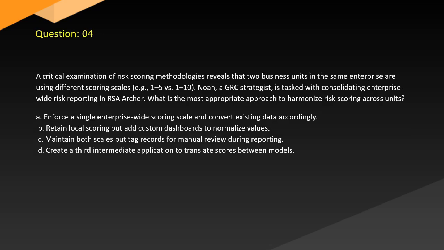Question 4. A critical examination of risk scoring methodologies reveals that two business units in the same enterprise are using different scoring scales, e.g. 1-5 versus 1-10. A GRC strategist is tasked with consolidating enterprise-wide risk reporting in RSA Archer. What is the most appropriate approach to harmonize risk scoring across units?